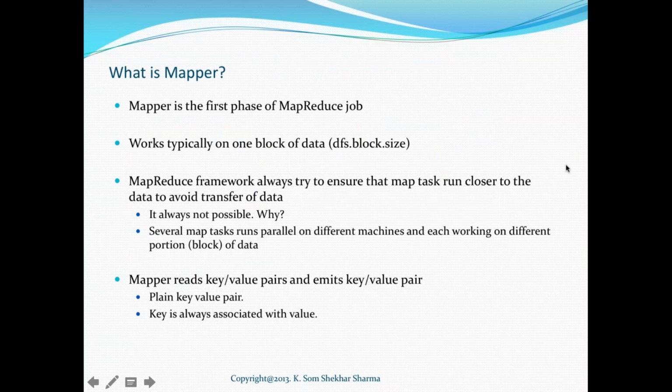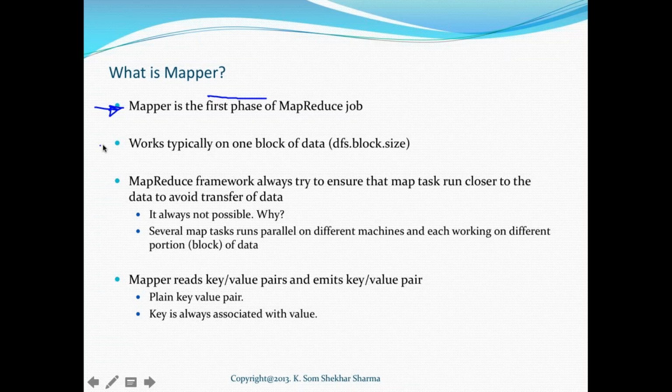Now let us talk about what is a mapper. A mapper is the first phase of the MapReduce job. We have already seen at the start of the session that a MapReduce job always starts with the map task and ends with zero or more reduce tasks. Also, we have seen the design principle: in a MapReduce job, the reduce task will never ever start until all the map tasks are finished. Here, mapper is the first phase of the MapReduce job.